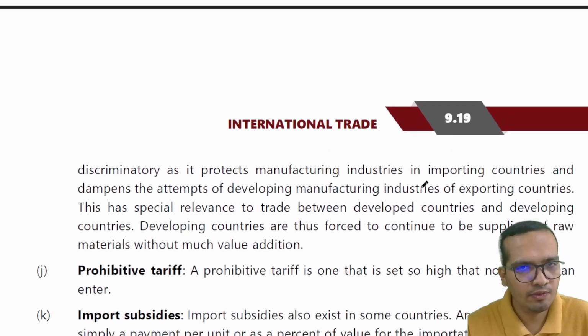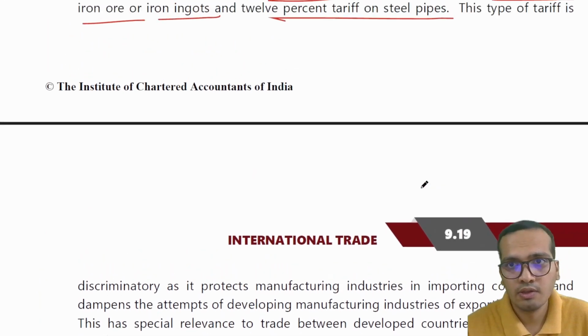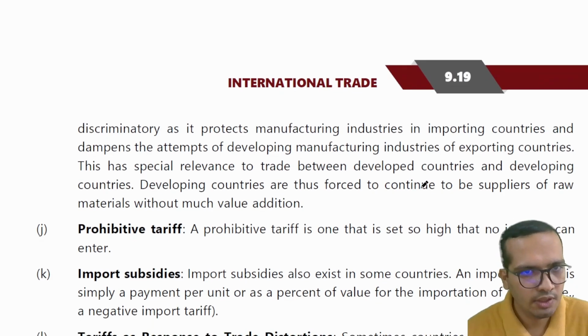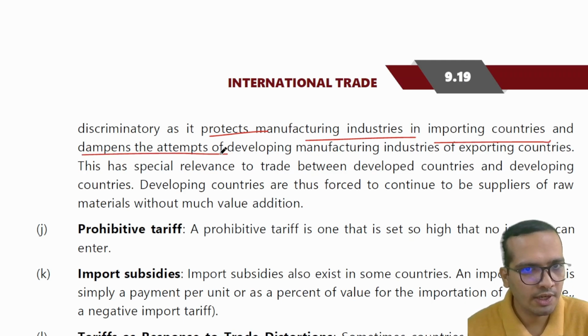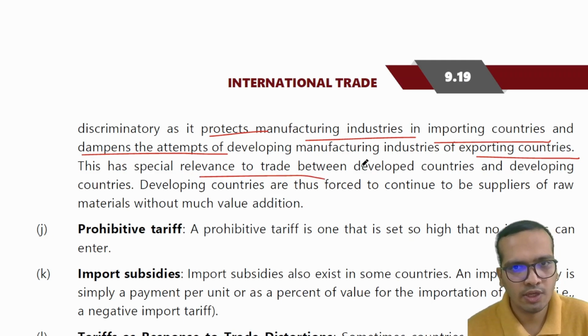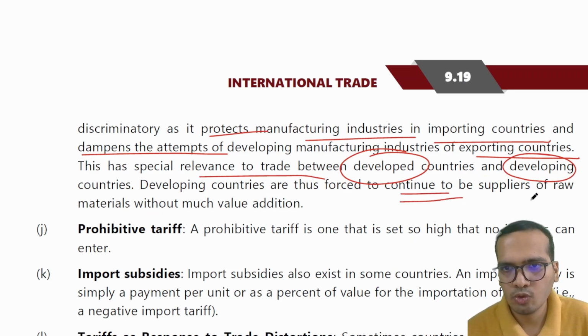This type of tariff is discriminatory as it protects manufacturing industries in importing countries and dampens the attempt of developing manufacturing industries of exporting countries. This has a special relevance to trade between developed countries and developing countries. Developing countries are thus forced to continue to be suppliers of raw material without much value addition.